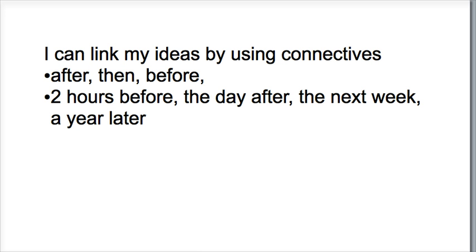If you use them, and you use some linked ideas, you're actually at level 4 and level 5, which is at and above the standard. So let's have a look here. Here's some examples. There are two types. There's your basic connectives that you can use: after, then, before.